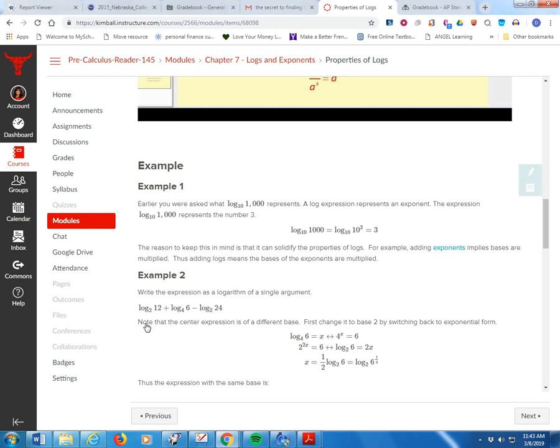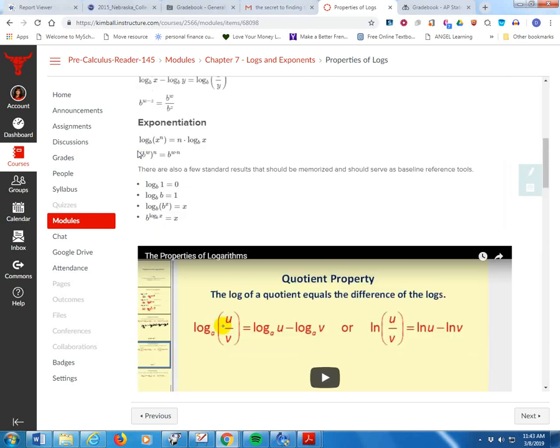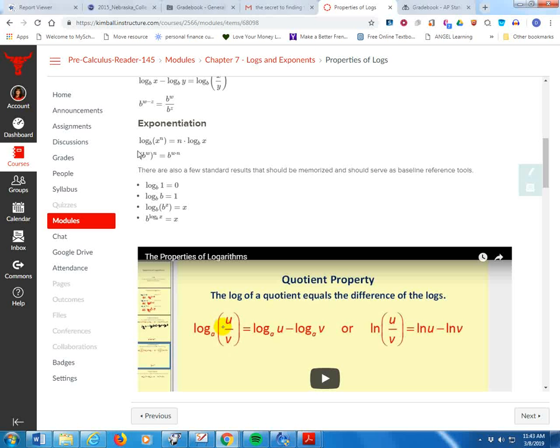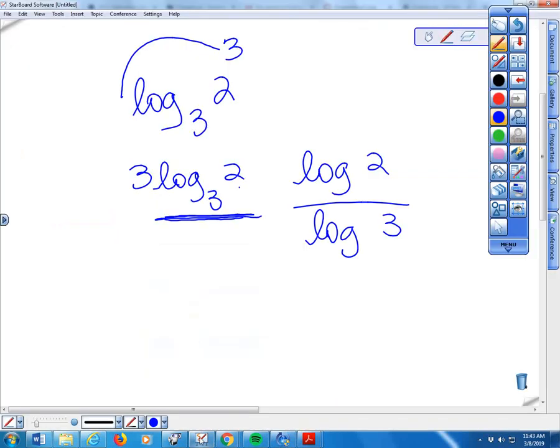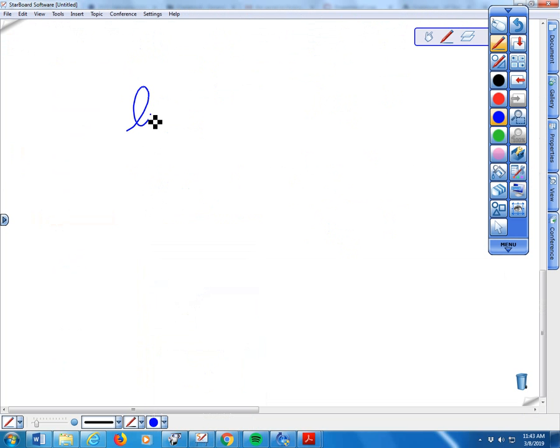Some other important things to know or remember are these 4 bullets here in the book. The first one says log base b of 1 is equal to 0. No matter what the base is, okay, and let's see why. Log base b of 1 equals, let's call it x. Okay, how could I put this as an exponent? Convert this back to an exponent.